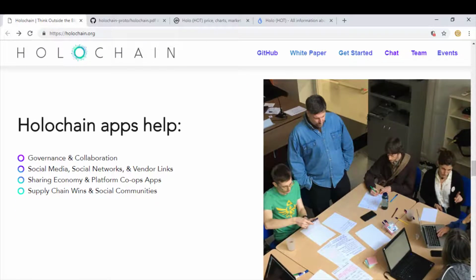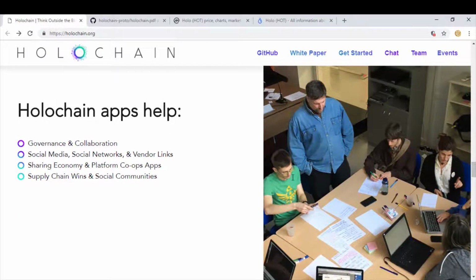Then there are some use cases for this project as well. HoloChain, like all applications, has some use cases. We can use it in governance and collaboration. Then some social media applications, social networking sites, and vendor linkage applications can be developed through this. This includes something like Skype, Gmail, WhatsApp, and something like supply chain vendors. Then it can create a sharing economy, which means global payment processing systems, then platform co-op applications like PayPal, and then supply chain wins in social communities.